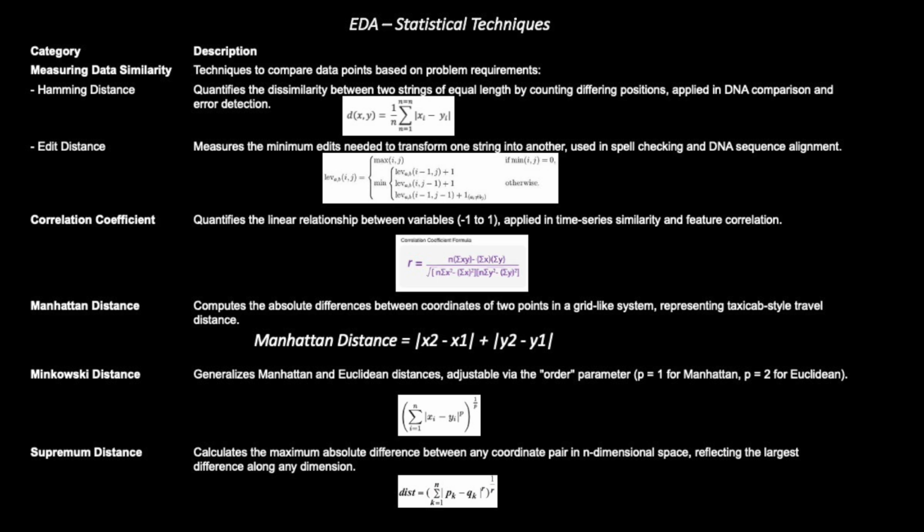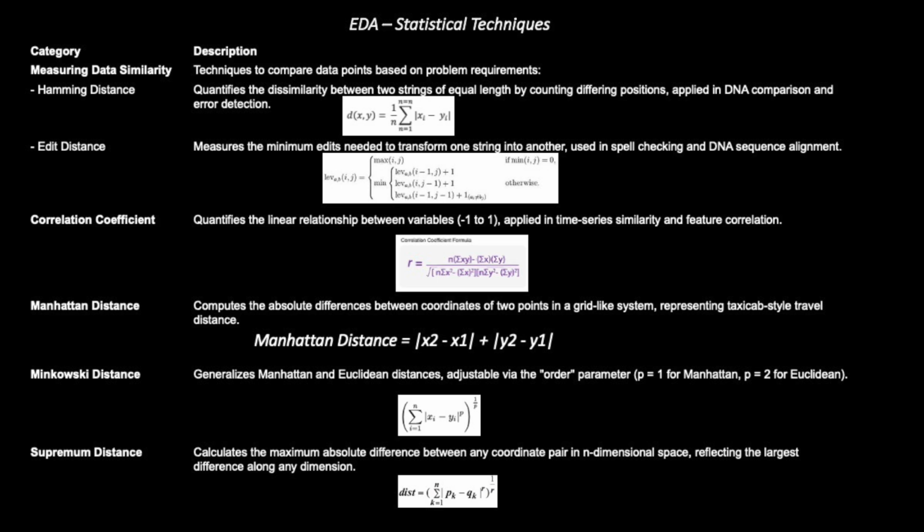Manhattan distance, also known as taxicab distance or city block distance, is a distance measure that calculates the absolute differences between the coordinates of 2 points in a grid-like system. It is called Manhattan distance because it reflects the distance a taxicab would have to travel along the city blocks to reach from one point to another in a city with a grid-like street layout.